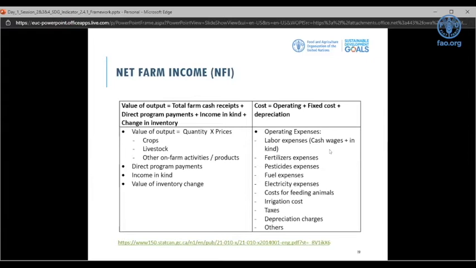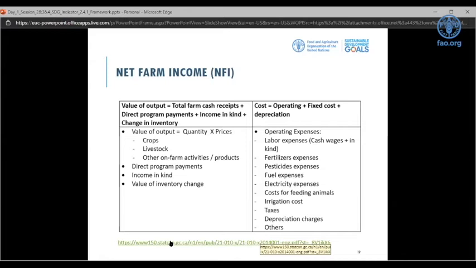In addition to this, what we need for calculation of net farm income using the sophisticated approach are direct program payments, income in kind, and value of inventory change. All these concepts that you are seeing here are described in detail in the link provided at the bottom of this slide. So this is one side of the equation, one set of variables or data items that we need to estimate the total revenue or turnover of the agriculture holding.